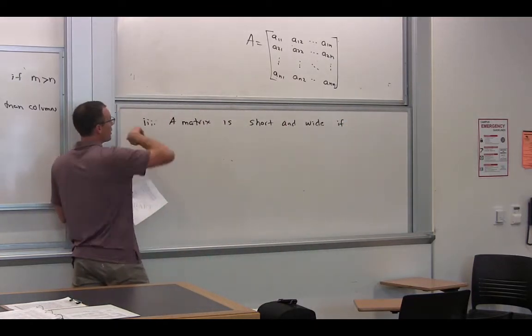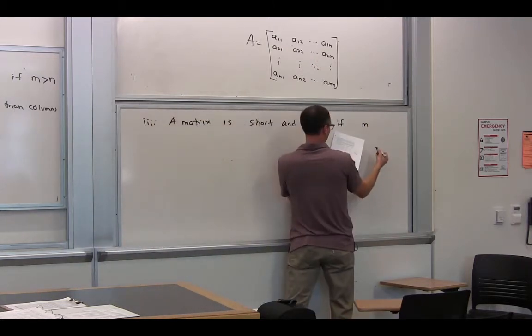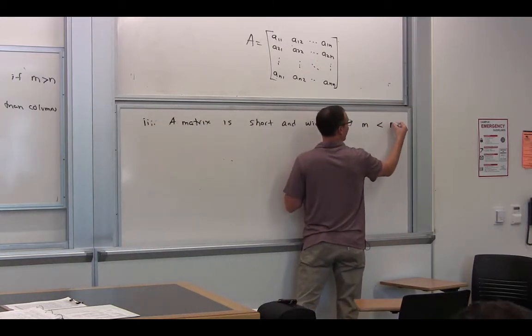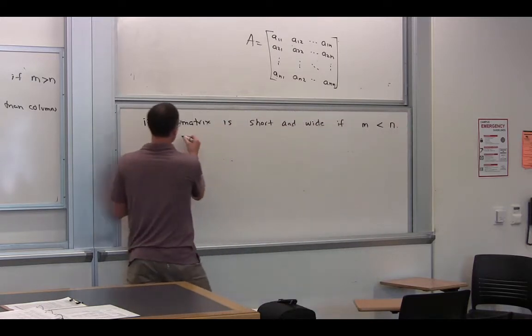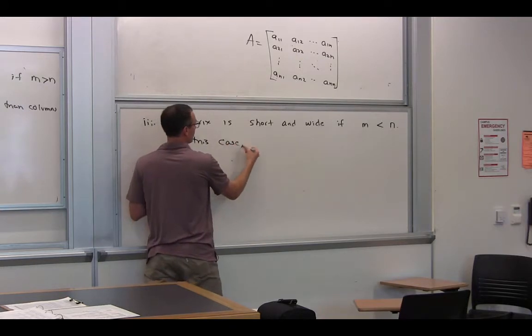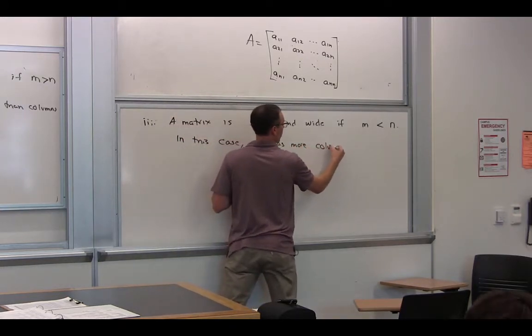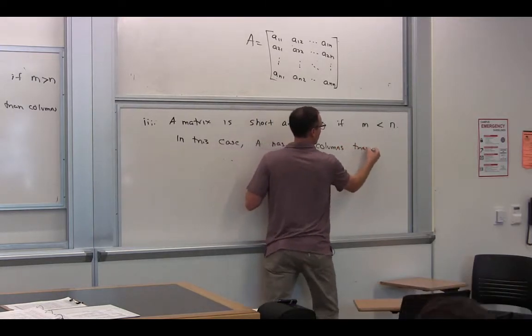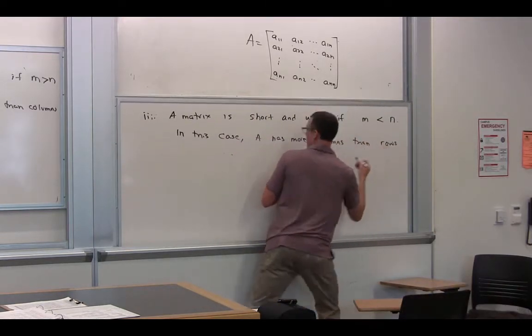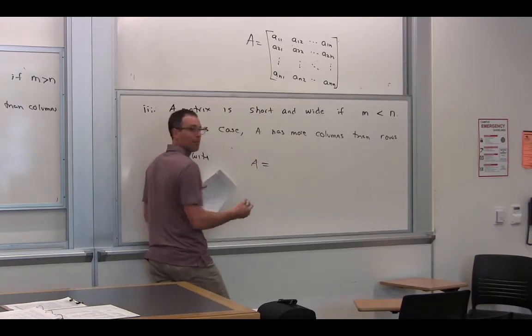All right, so a matrix is short and wide if, what would we say? M is less than n. In this case, what would we say about A? A has more what than what? Columns than rows. And if we were to actually draw this thing out, what would we say?